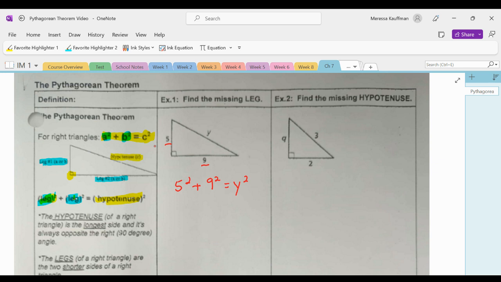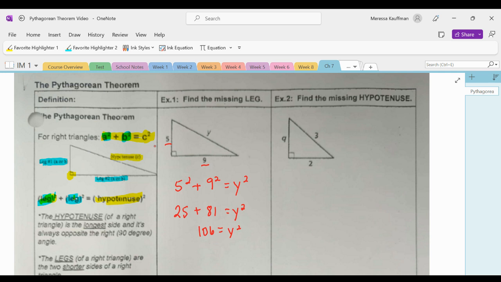Okay, so now we just start doing the math. What is 5 squared? 5 squared means 5 times 5, which is 25. Plus, what is 9 squared? Well, 9 squared is 9 times 9, which is 81, is equal to y squared. So now we just add these together. 25 plus 81 is 106, which is y squared. So now that we have this, now what do we do?